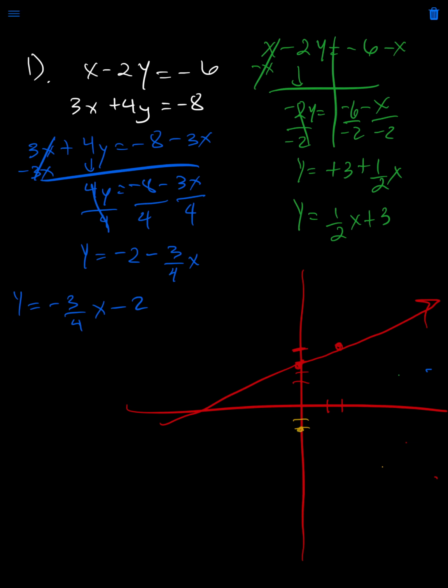And I'm going to do the other one, which is negative 3/4 x minus 2. So I'm going to start over here, negative 2. I'm going to go down 3: 1, 2, 3. And then go right 4: 1, 2, 3, 4. Then when I connect them, I see they actually intersect. The problem is, where do they intersect exactly?